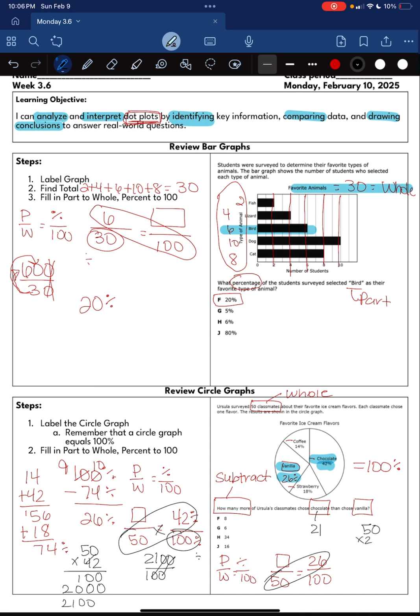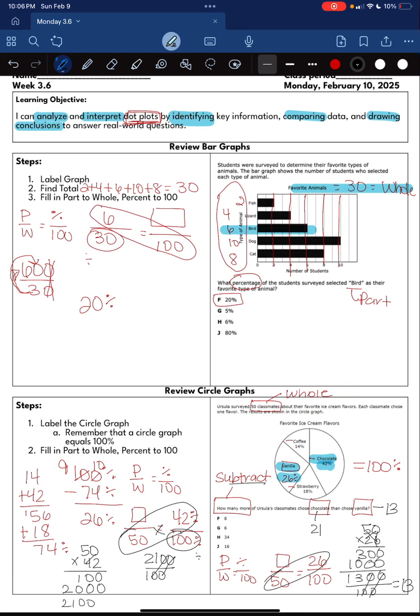50 times 26. That's 0. That's 300. That's 0. That's 100. So now I'm going to combine these, 1,300, and I'm going to divide that by 100. And I'm going to get 13.